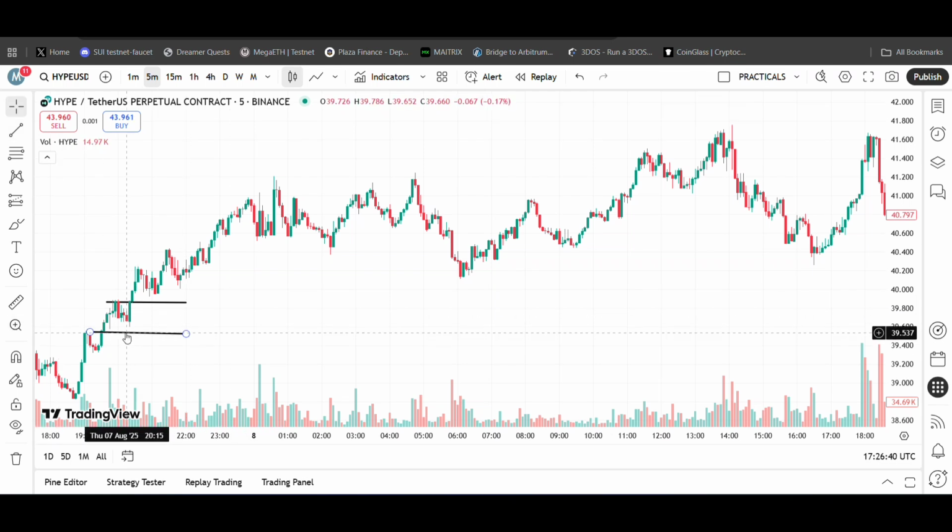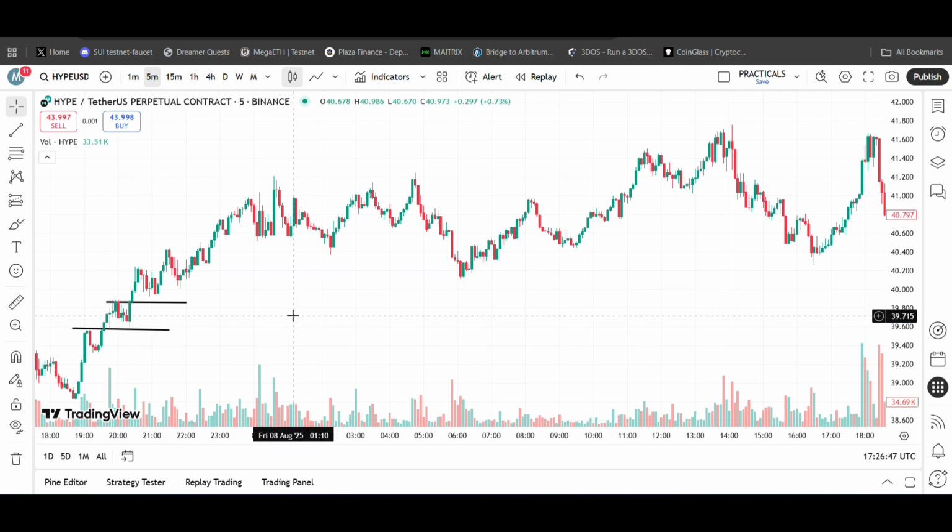So these are higher highs on our 5 minutes time frame, because we are scalping, so we are using a lower time frame. So what do we call break of structure?